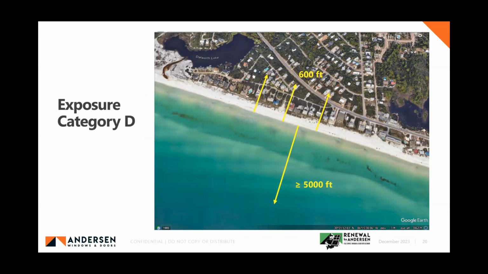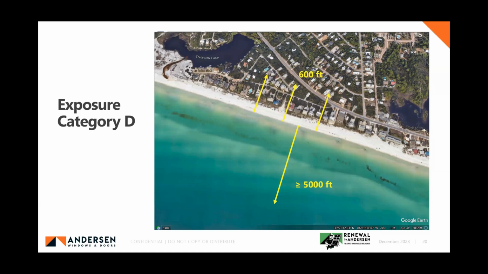Now, that would also apply to inland lakes. I showed this example here for the Gulf of Mexico, but you can see that lake up to the top left of the picture. If we took our Google Earth measuring tool, I think in one direction we'd have somewhere close to 5,000 feet. And if you're within 600 feet in that direction, you're going to qualify as exposure category D.